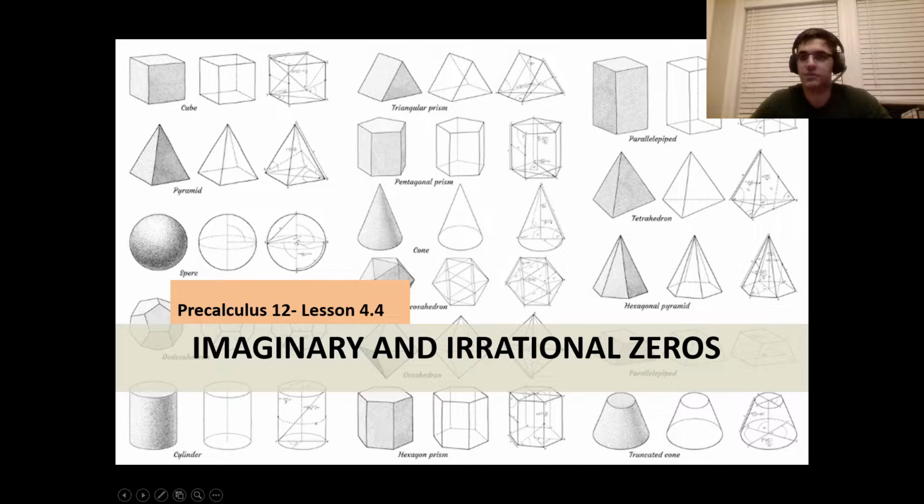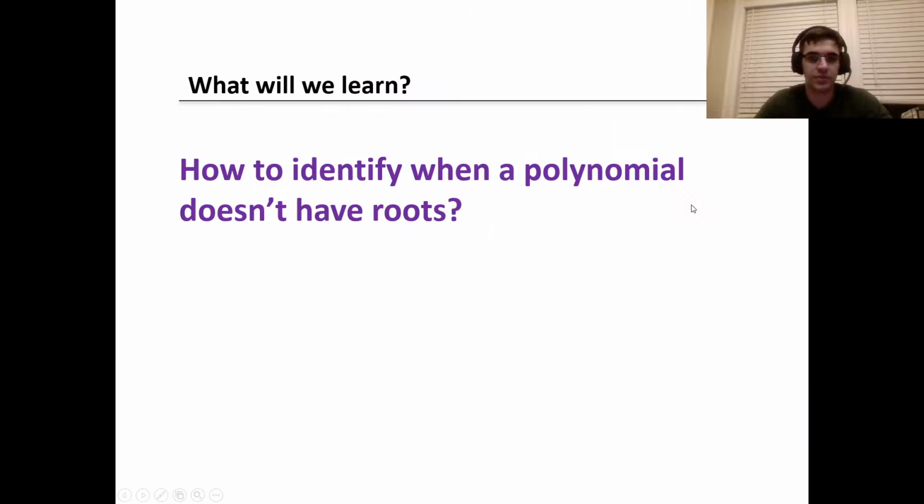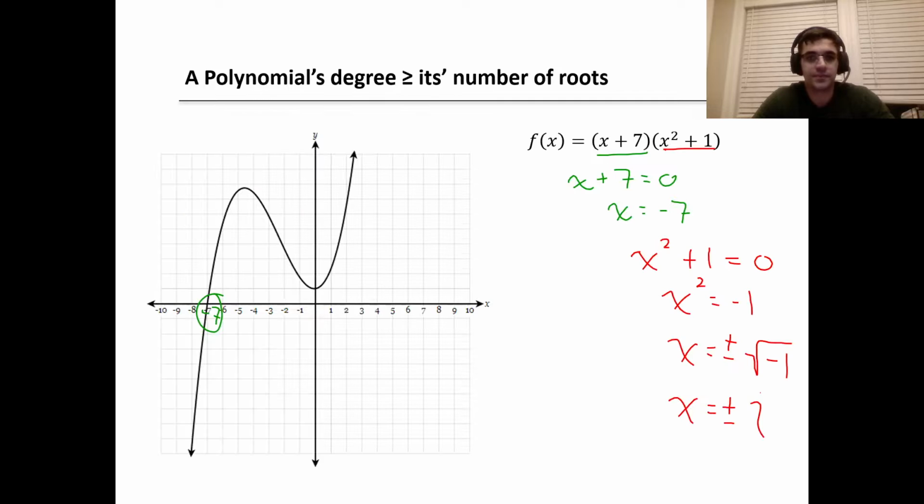Okay, this is Unit 4, Lesson 4 of our Pre-Calc 12 class. Unit 4 is called Polynomial Functions. Lesson 4 is called Imaginary and Irrational Zeros. What we're going to learn is how to identify, when we're solving for x-intercepts, when a polynomial doesn't have a root on the graph.